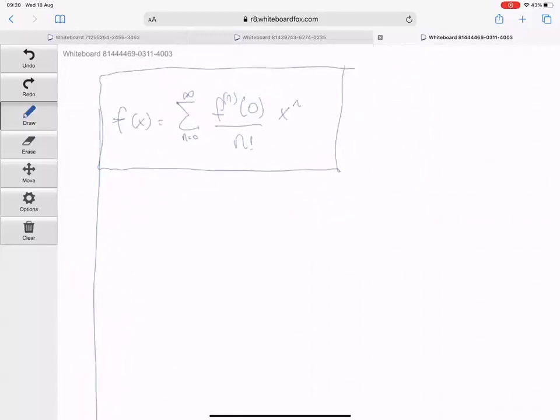So let's try cosine. Let's think about cosine of x. Let's say f of x is cosine x, and I'm saying that that can be written as this infinite sum of polynomial terms.